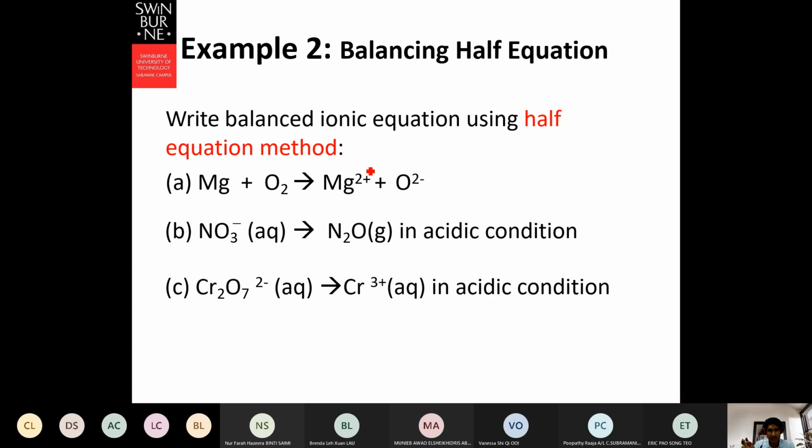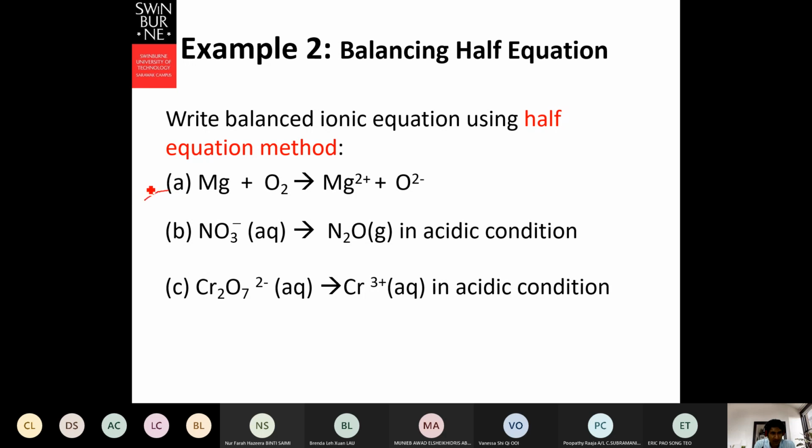There can be many other things happening in the reaction, or some other elements involved, but they are not doing any reaction. They are not taking part in the reaction. That is why we will not be considering them. So only half of this, or part of this reaction, we will be considering. That's why it is called the half equation.